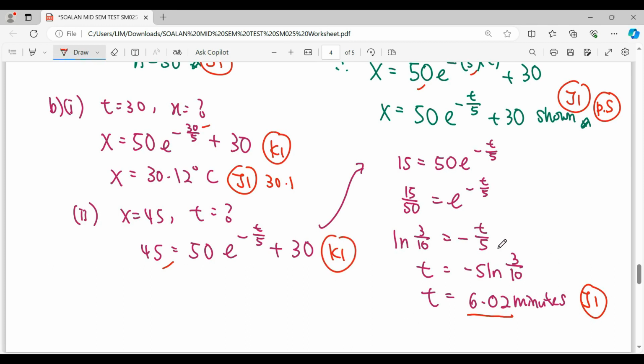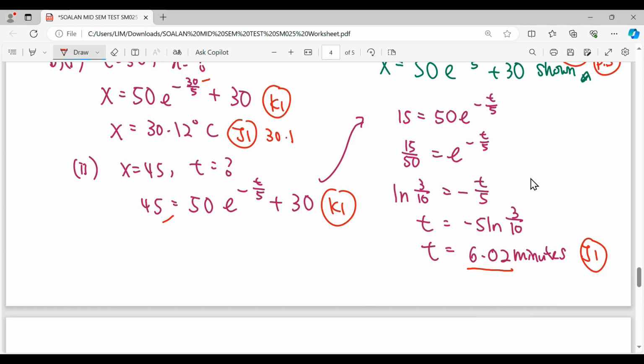For those who remain with 5 ln 3 over 10 as your answer, we consider that you haven't simplified your answer. Or if you put your answer t equals 6 minutes, also not correct. Why do you need to round off your time into a discrete quantity here? Time in minutes is a continuous quantity. You can remain with your time as 6.02. You can't make your time become 6 minutes, so it will not have enough significant figures. So we can't accept 6 minutes.